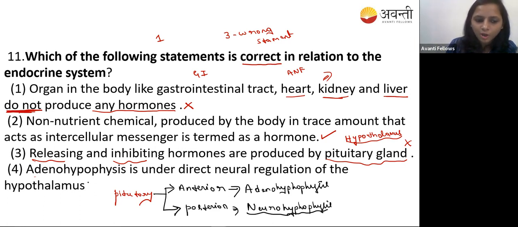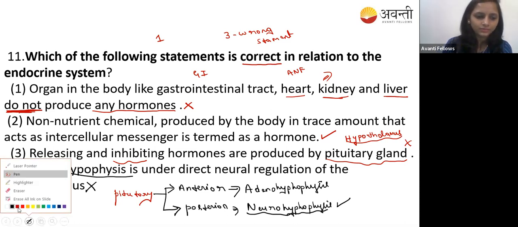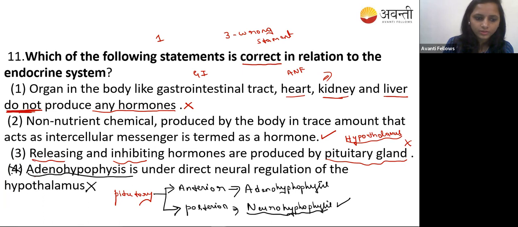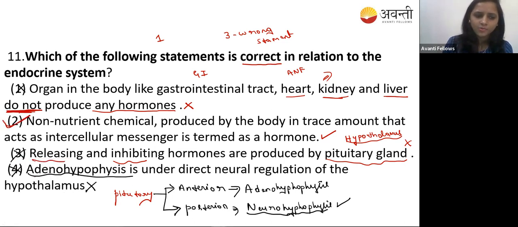So that is the reason option 4 is also wrong. The adenohypophysis is not under neuronal control; the neurohypophysis is under neuronal control. Remember, guys. So option 4 is wrong, option 3 is also wrong, and option 1 is also wrong. The correct statement is option 2, so option 2 is the correct answer.